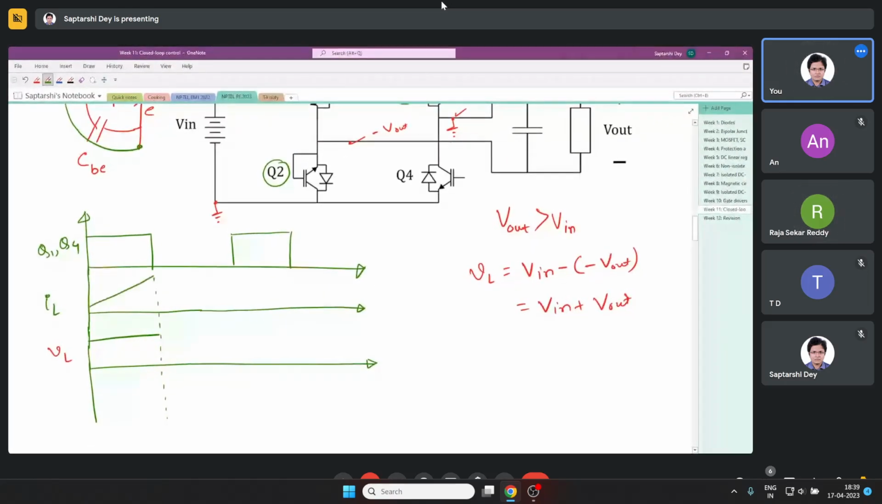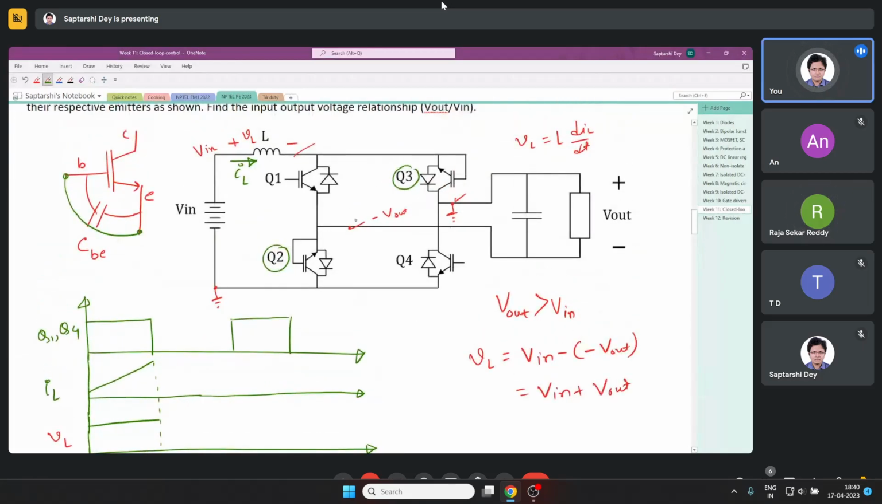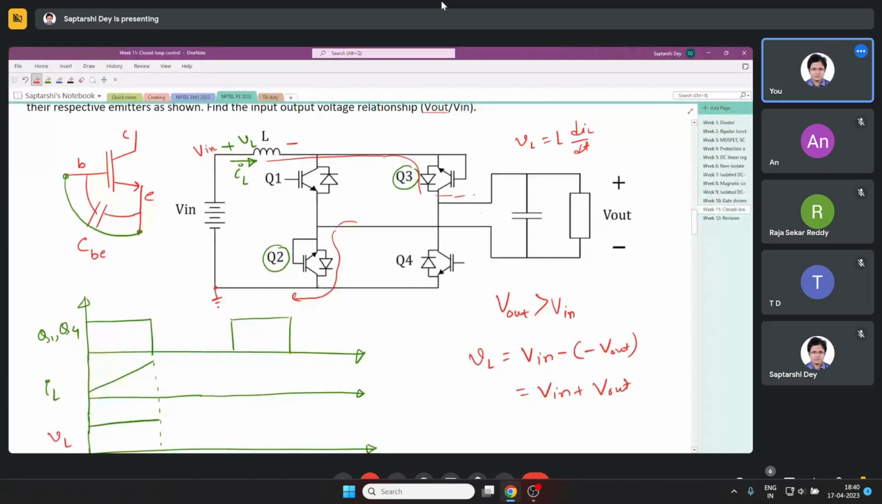Now we are turning off Q1 and Q4, so these things I will now remove. This is always at V in. This inductor was carrying the current, so that current must continue. It will go like this: through the diode it will flow, go to the source, come back from the source, and through this diode it will go back.